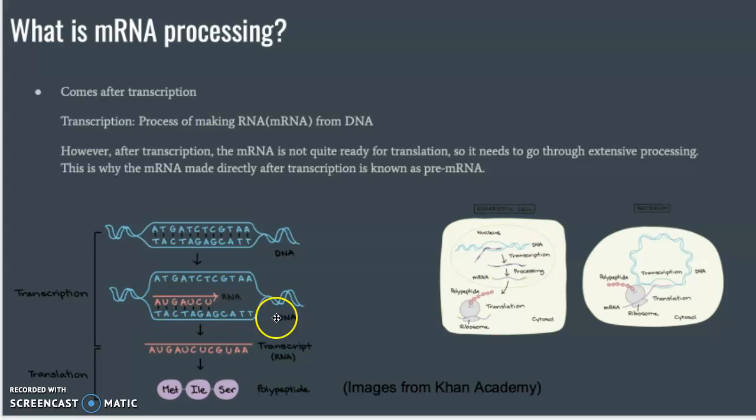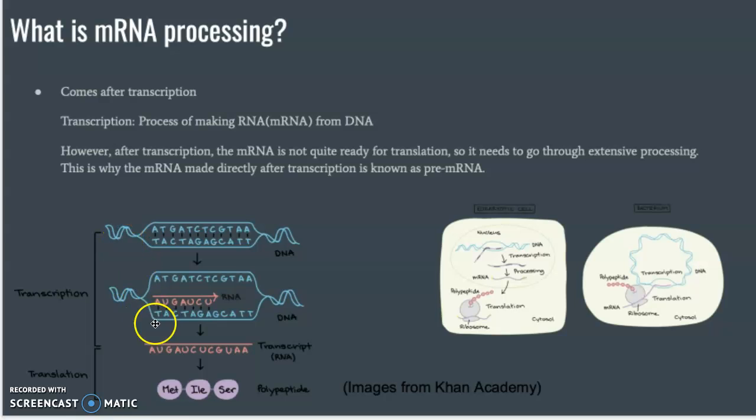It creates this RNA, a type of messenger RNA, and we use that message. Then in translation, we use that message to code these different amino acids. These amino acids are put together to make polypeptides, which can be used to form the protein. So transcription is a process of making mRNA from DNA.